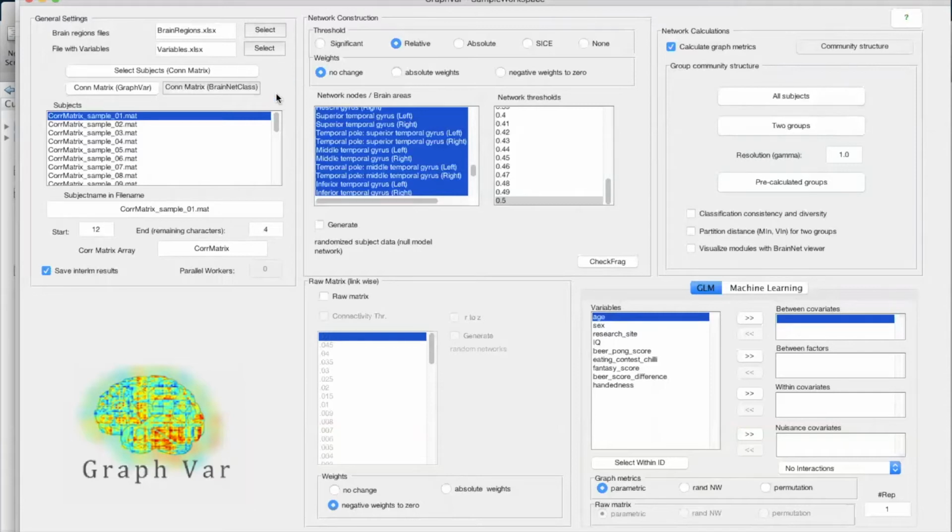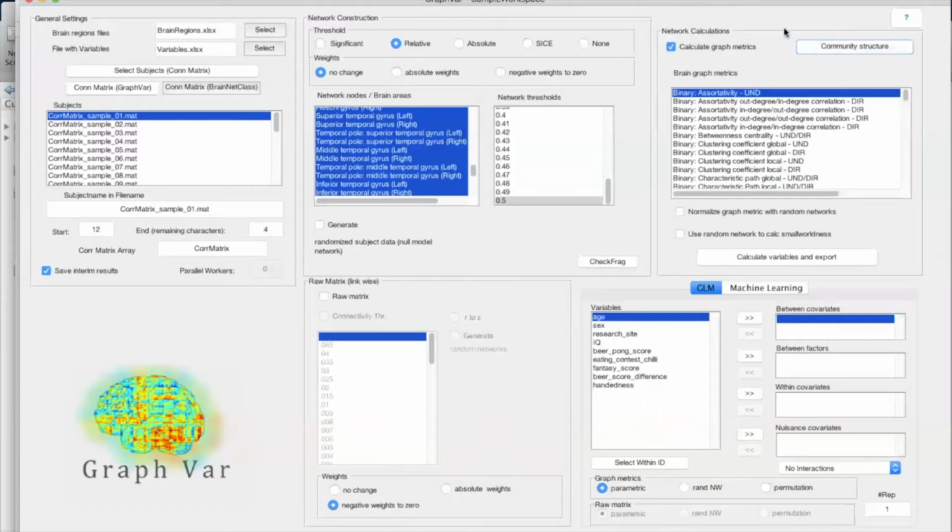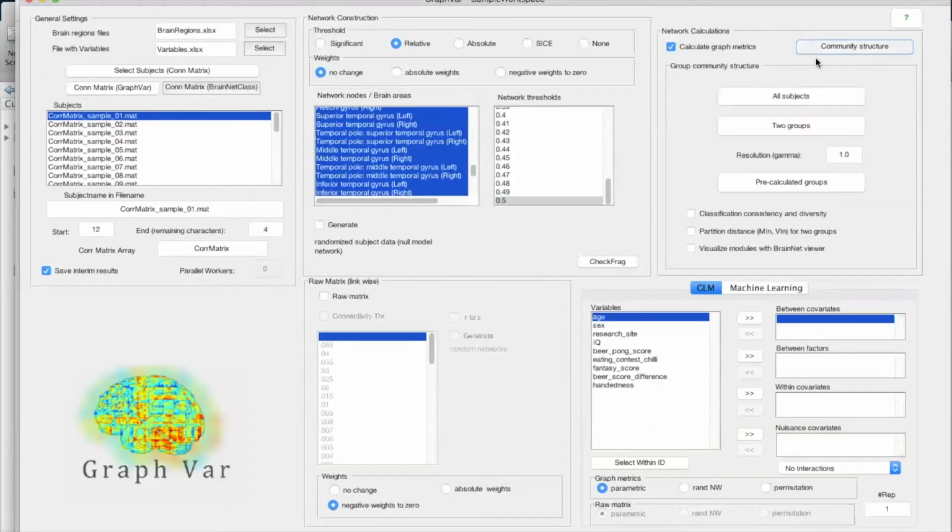In previous videos, I've shown you how to set up the general settings panel, so how to load in the individuals, but also how to perform network construction. And in this video, I'm going to speak about the community structure, which is a panel which is initially hidden behind this little button, community structure. So if you press this, then you'll see a couple of new functions, which I'm going to talk about in the next couple of minutes.